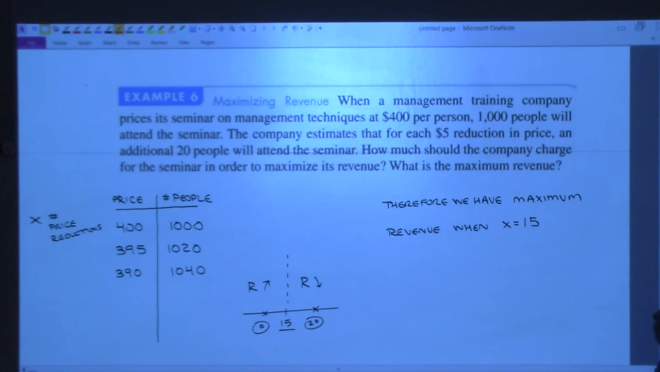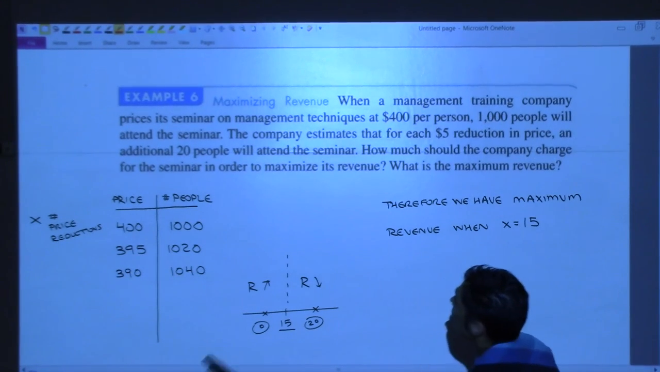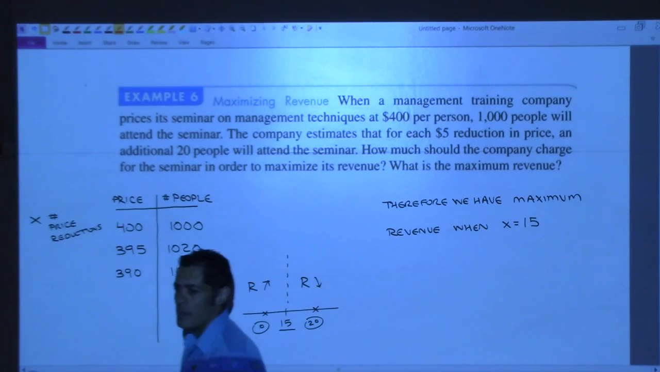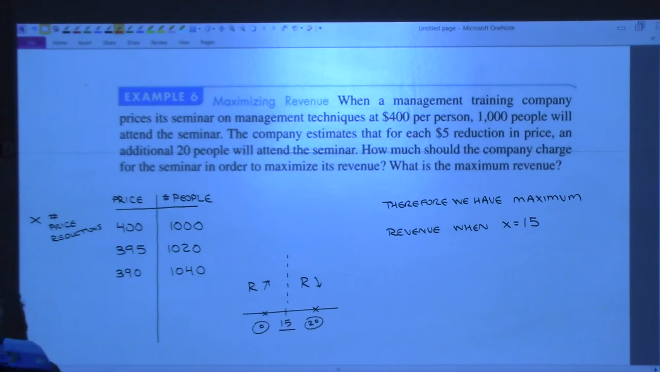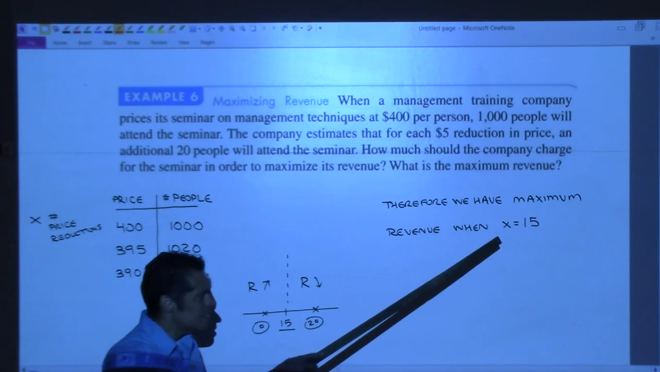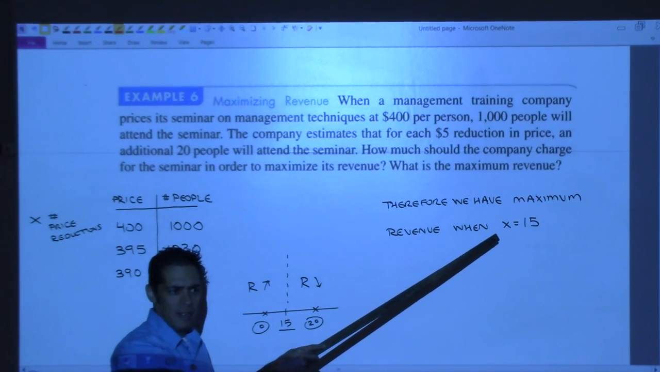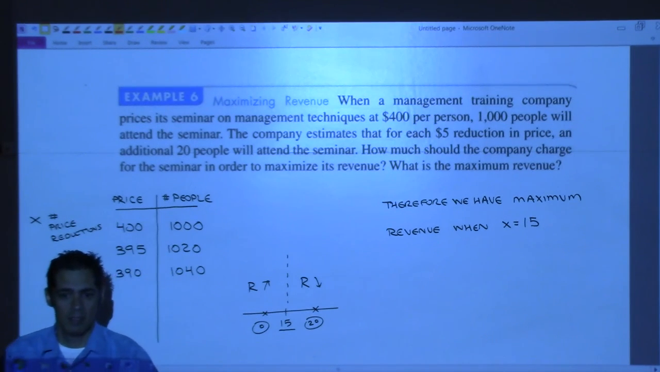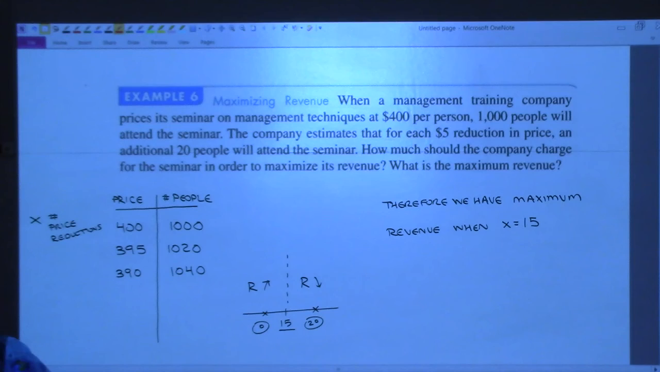Let's go back to the word problem. How much should the company charge for the seminar in order to maximize revenue? $15? This doesn't mean $15, right? This means 15 what? Price reductions, right? 15 price reductions. So let's go back to the formula that we had for the price.